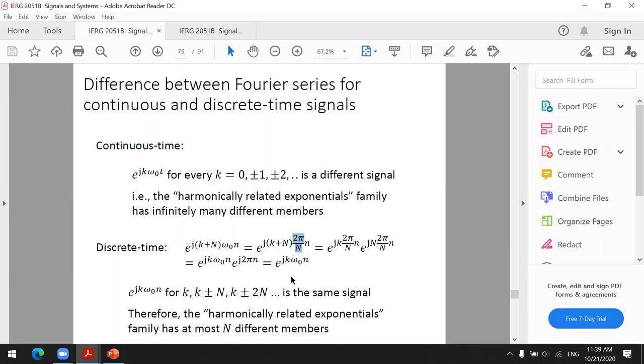And in a similar way, you can conclude that exponential jk omega 0 n is the same signal for all the integers k, k plus or minus capital N, k plus or minus 2 capital N. Therefore, for discrete time, this family of harmonically related exponentials, although it seems to have an infinite number of members, due to this identity between some of those members, there are at most N different members. And we can understand this from an example.